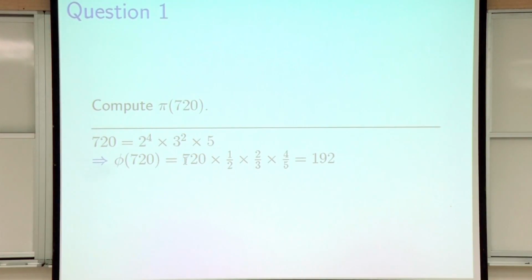phi of 720 is equal to 720 times 1/2 times 2/3 times 4/5, which is equal to 192. So this should be easy for you.